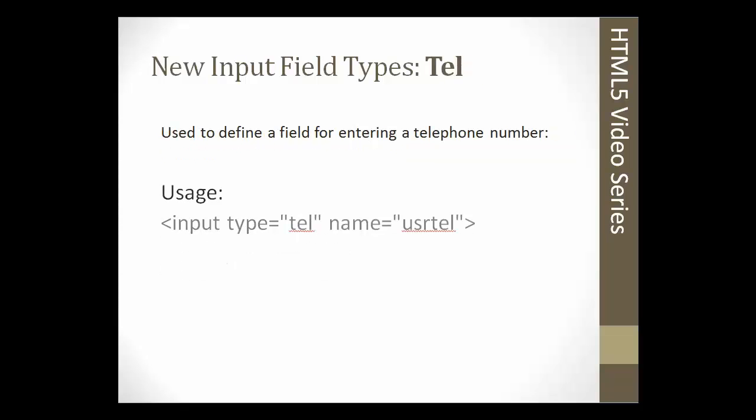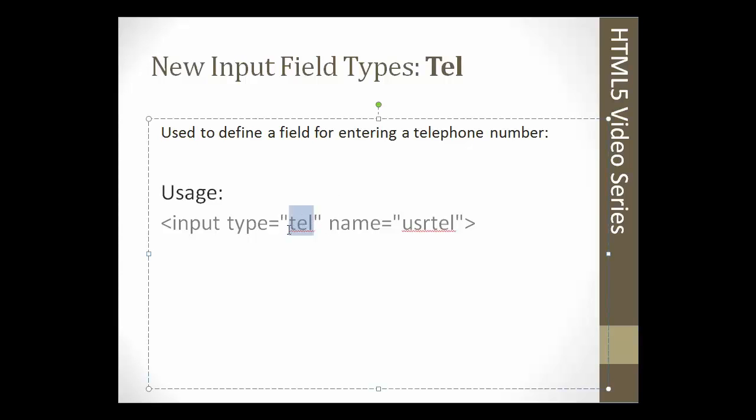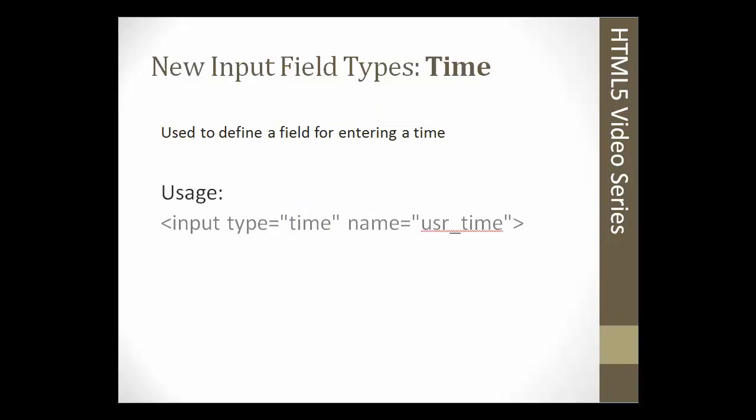Very cool. Next we have the tel input, which is used for a telephone number. If the field isn't a valid telephone number, you'd get a pop-up saying that. Time is another one like date. You can select a time or enter a time. URL is used to define a field for entering a link. If it's not a link, it won't go through. You'll have a little message that pops up. And that's the last one that we're going to talk about.